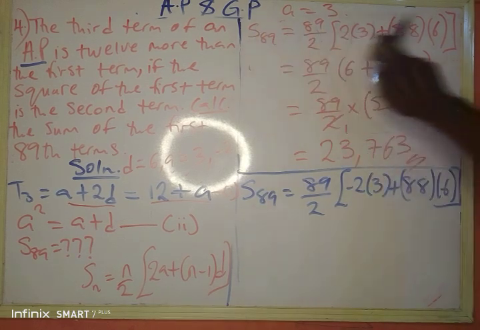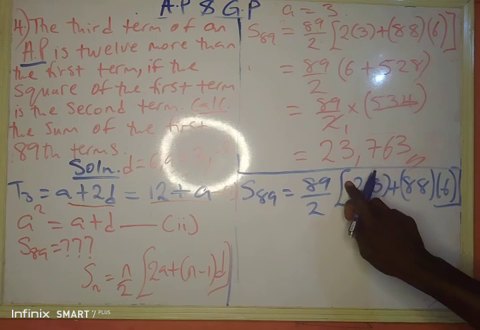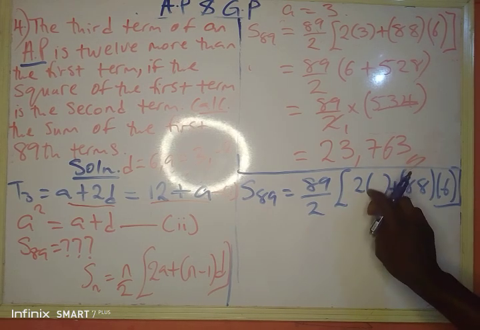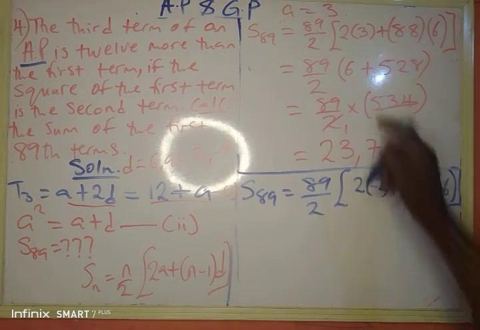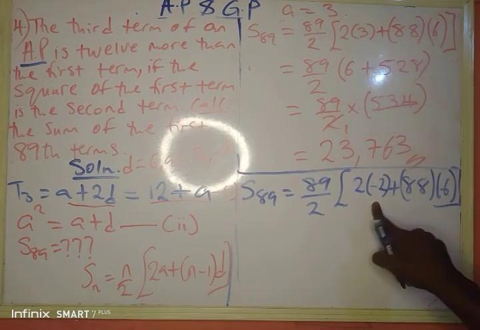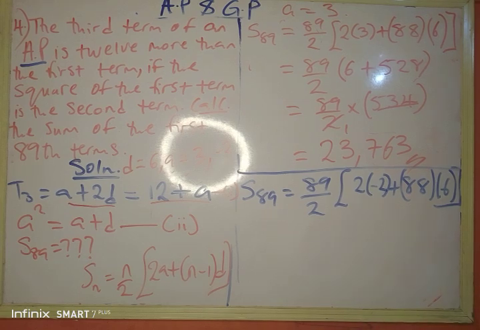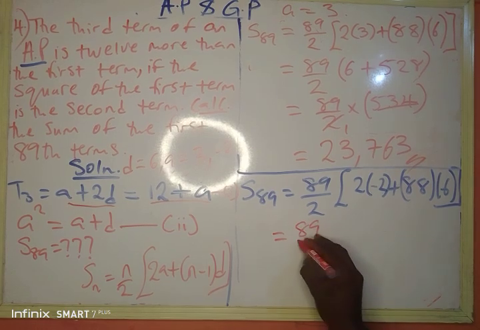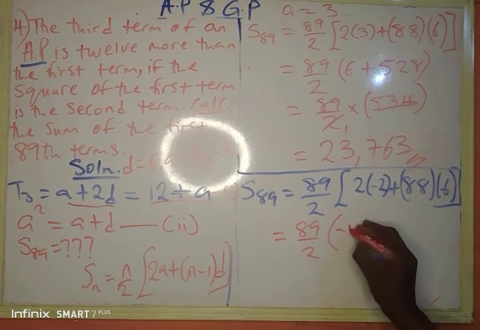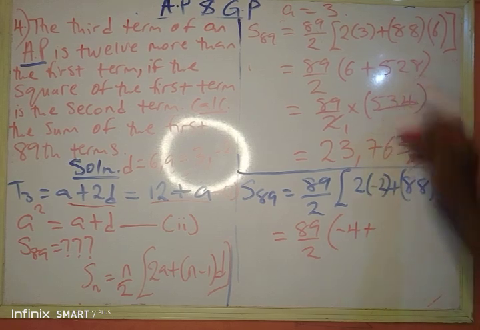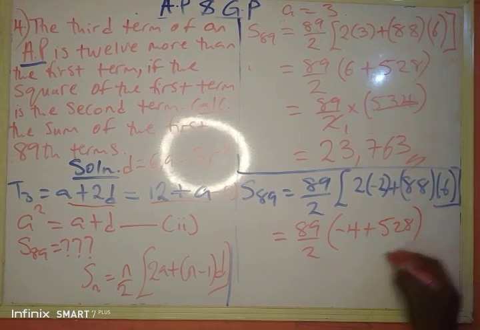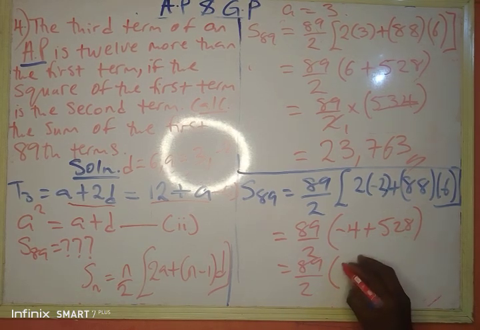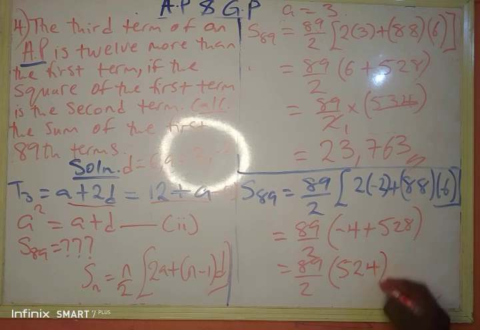I actually copied everything that is here. The only thing I change is this a. It is 3 here, it is minus 2 here. So from here, this 2 into minus 2 times 3 is minus 4. So this equals 89 divided by 2 multiplied by minus 4 plus 528. That's 89 over 2 multiplied by 524.